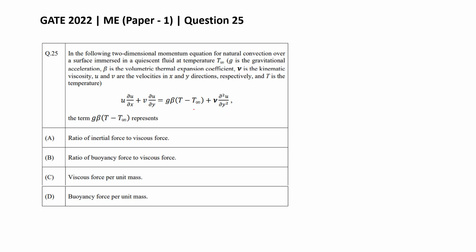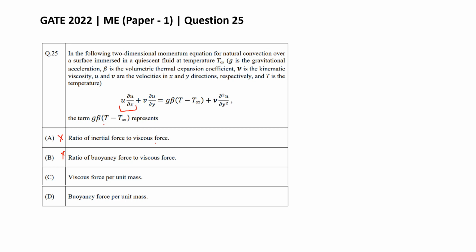I guess option A and option B you can outrightly reject, because this has some dimensions. So u du/dx will have the dimension of acceleration, meter per second square. And this is a ratio of force by force, so this becomes dimensionless. So in any case, it can't be A and it can't be B. Among C and D, you have to decide which one g beta (T minus T infinity) represents.